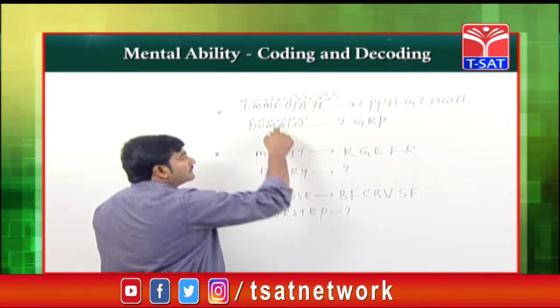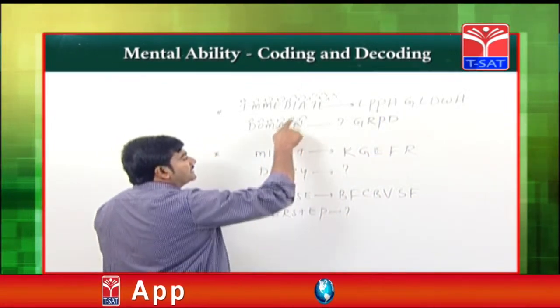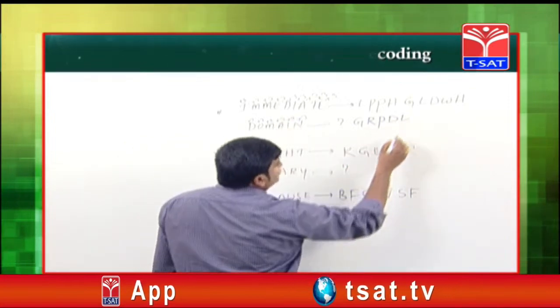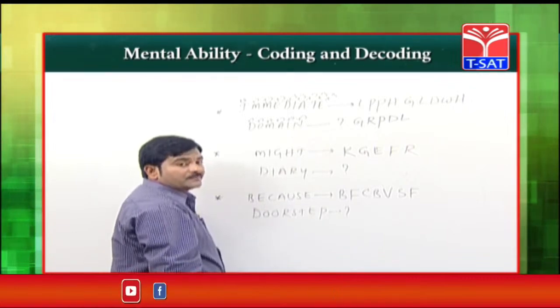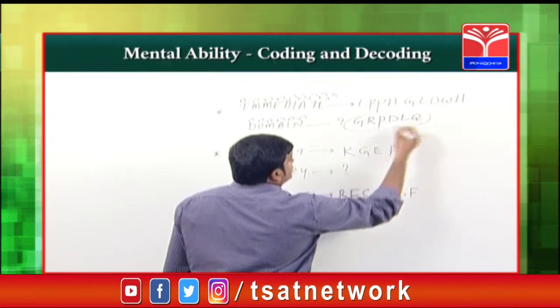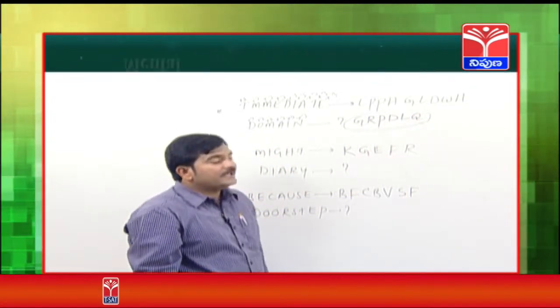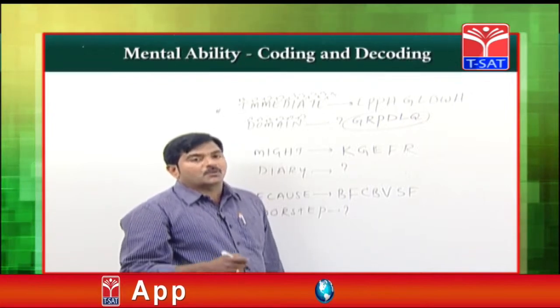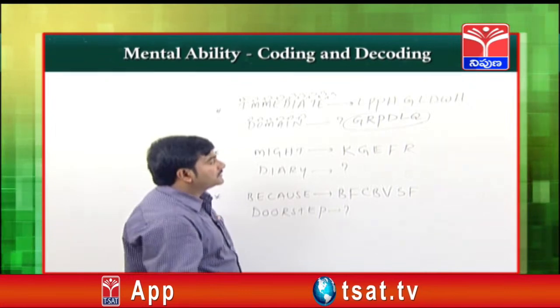A means 1, 1 plus 3 means 4, the 4th one is D. I means 9, 9 plus 3 is 12, the 12th letter is L. Similarly, N means 14, 14 plus 3 means 17, the 17th letter is Q. Hence, the code for the given word is GRPDLQ. Okay, that code is obtained by adding plus 3 to every letter in that word.